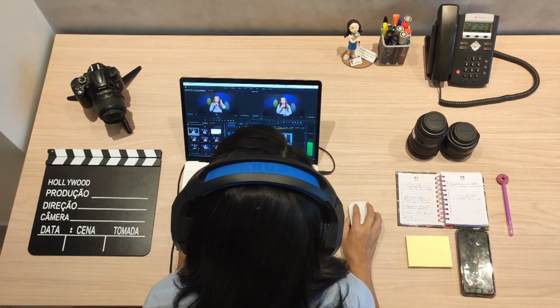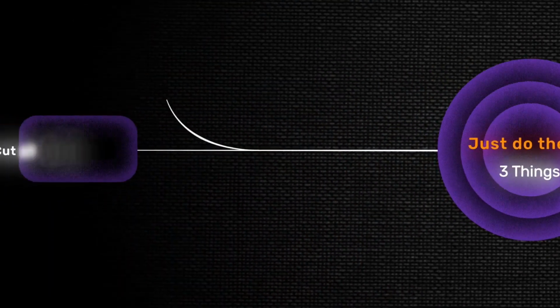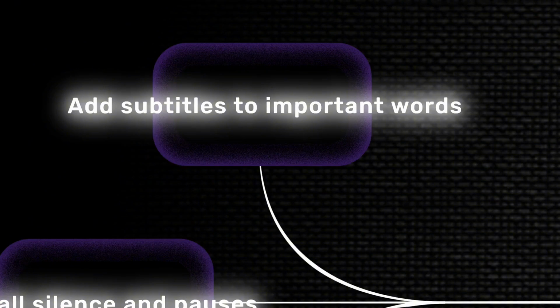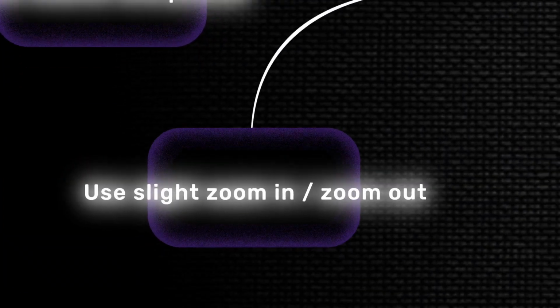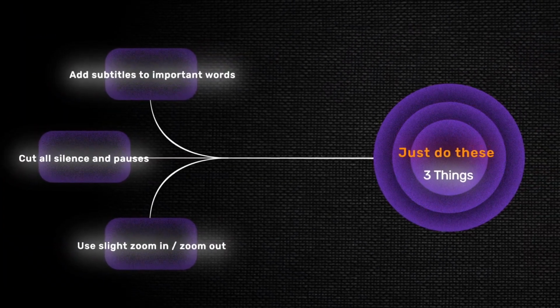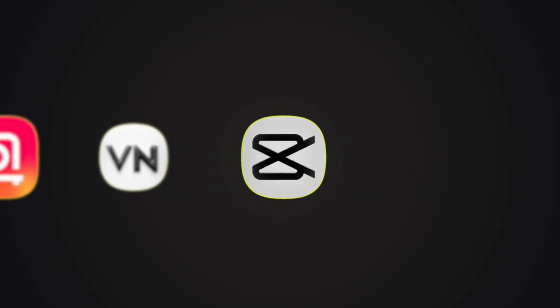Good news. You don't need it. Just do these 3 things. 1. Cut all silence and pauses. 2. Add subtitles to important words. 3. Use slight zoom in / zoom out. That's it. Free apps you can use: CapCut, VN, InShot. Your goal: make the video feel fast and smooth.